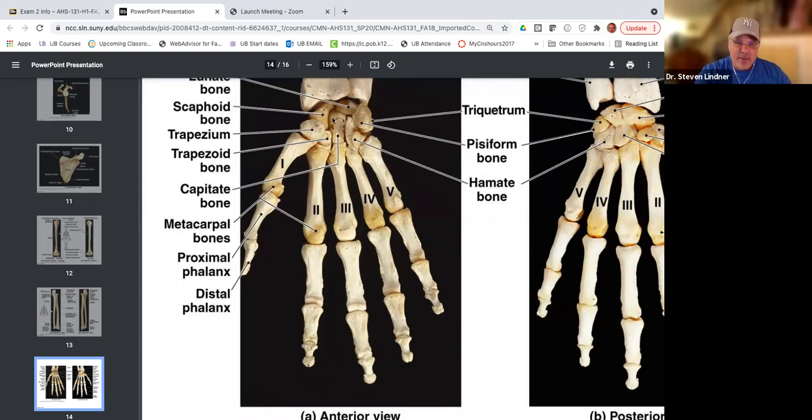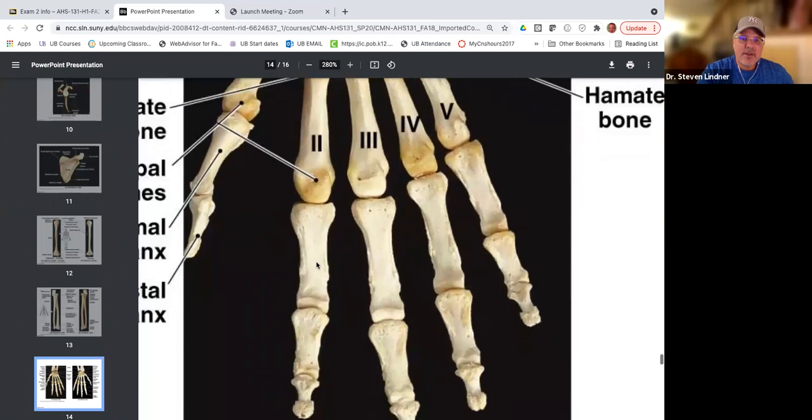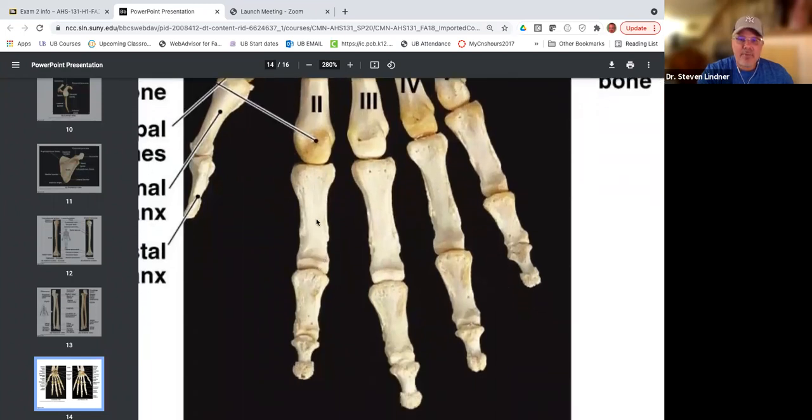So you have 8 carpals, you have 5 metacarpals, and then we have what are called phalanges. Now, distal to the metacarpals, if I zoom in here, you can see that we have a proximal, a middle, and a distal phalange. A proximal, middle, and distal phalange on each finger.